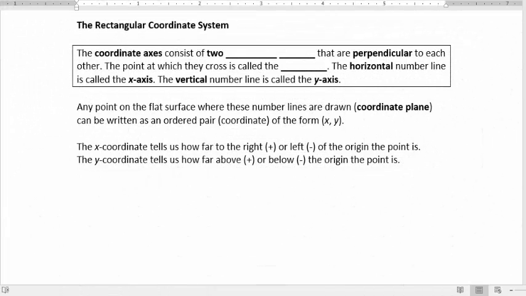So the very last course topic that we will cover for pre-algebra is the rectangular coordinate system. And you'll do a lot more of this when you get into algebra. But I think what happens after people have been working with this coordinate system for a long time is they lose sight of what it really is, right? The coordinate axes are really just two number lines that are drawn perpendicular to each other.